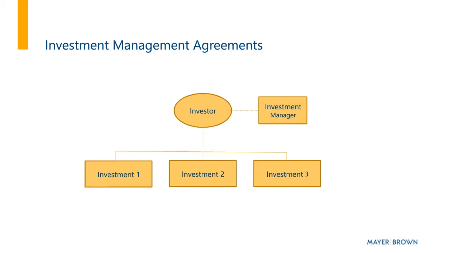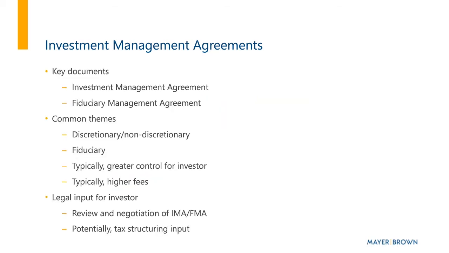Thanks, Tim. In this diagram, you'll see a classic investment management structure. The investor appoints an investment manager under a contract, then under that contract, the manager will purchase investments on behalf of the investor. Unlike the previous structures Tim has discussed, these do not involve any sort of fund structure. They're direct arrangements between an investor and the manager.